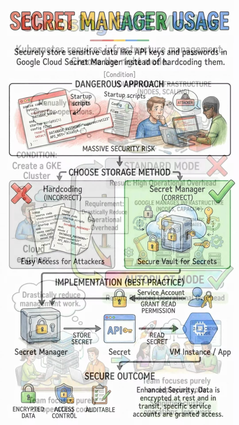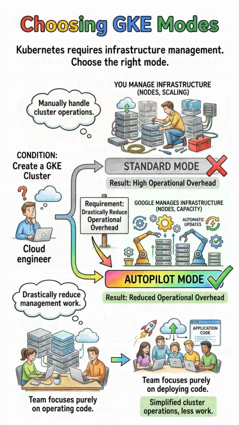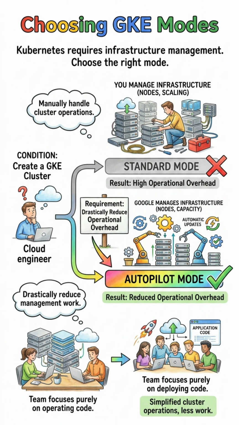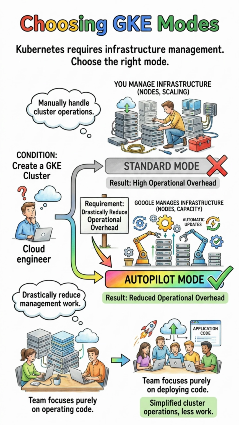Provisioning infrastructure also involves managing container clusters using Google Kubernetes Engine. When you create a Kubernetes cluster, you must choose between standard and autopilot modes. Autopilot manages the entire underlying infrastructure for you, including compute nodes and scaling capacity, allowing your team to focus purely on deploying your application code. The exam frequently asks you to recommend autopilot when a company wants to drastically reduce operational overhead.